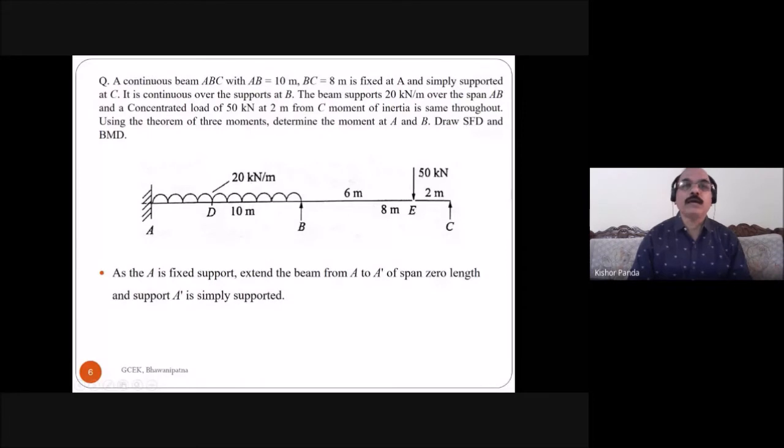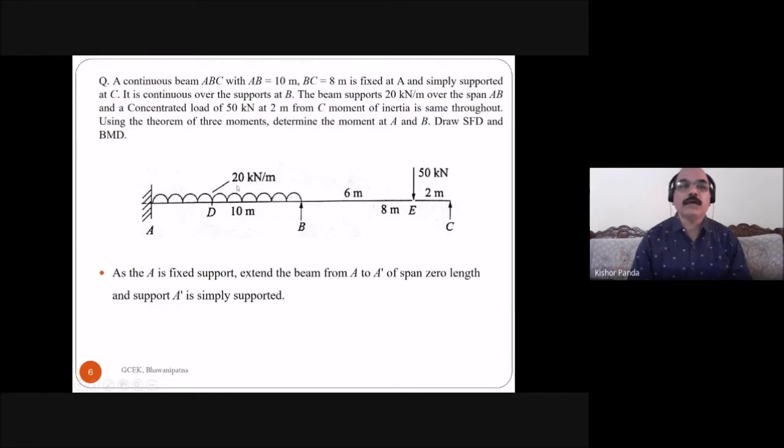Then coming to one example: a continuous beam ABC with AB as 10 meter and BC as 8 meter. This is a continuous beam, fixed at A, and simply supported at C. It is continuous over the support at B, which is an interior support. The beam supports 20 kilonewton per meter over the span AB. So this is the UDL.